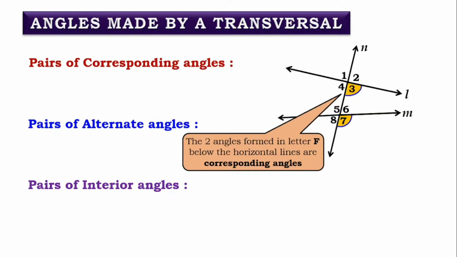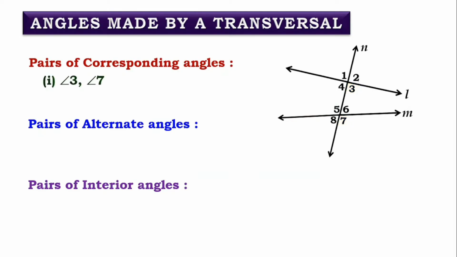The two angles formed in the letter F below the horizontal lines are corresponding angles. So the angles formed below the horizontal lines, that is L and M, in letter F are called corresponding angles. So remember this, corresponding angles, letter F. So 3 and 7 are a pair of corresponding angles.